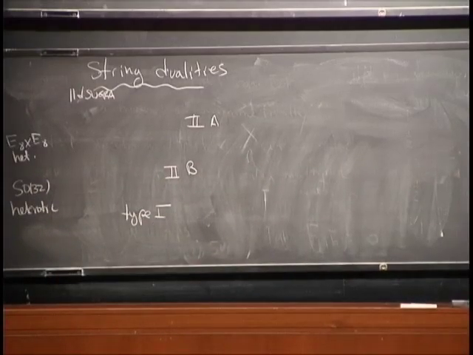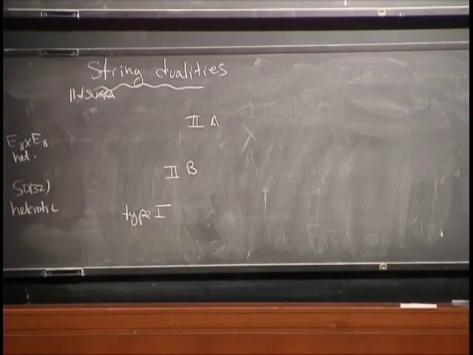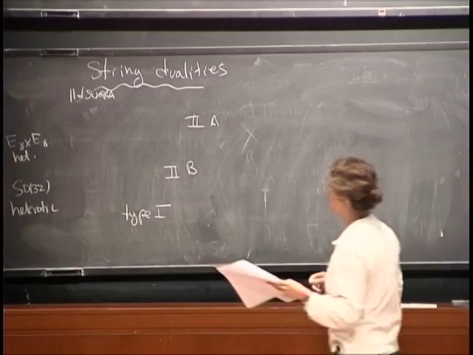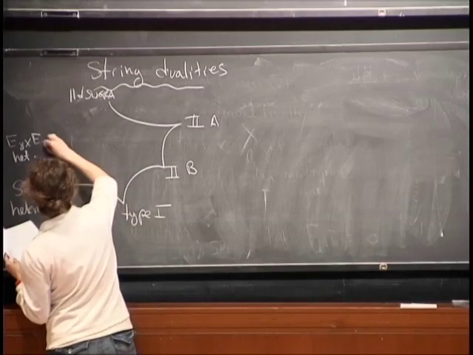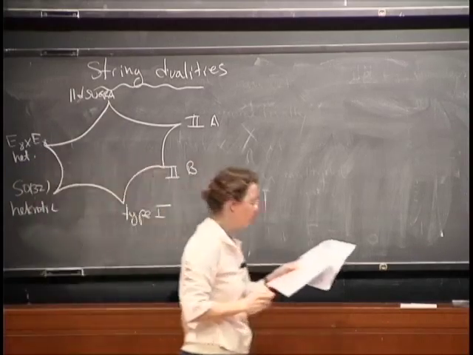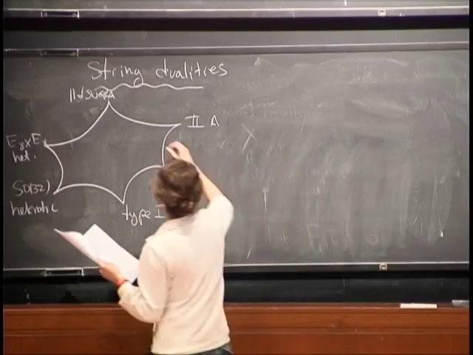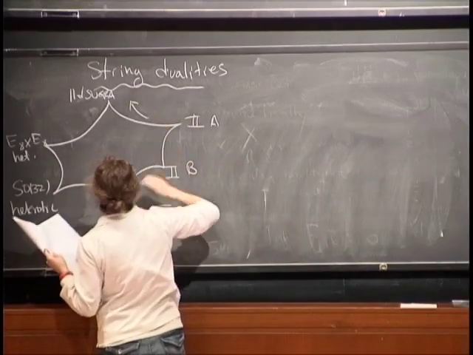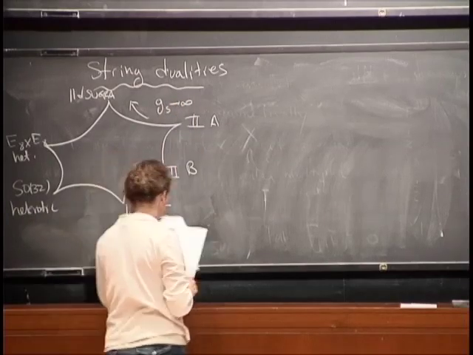Now, even though the theories look very different at weak coupling, nowadays we think that the theories are related through a web of string dualities. And one theory can be the strong coupling limit of another. For example, in this picture, 11-dimensional supergravity is believed to be the strong coupling limit of type 2A string theory when the string coupling constant becomes large.